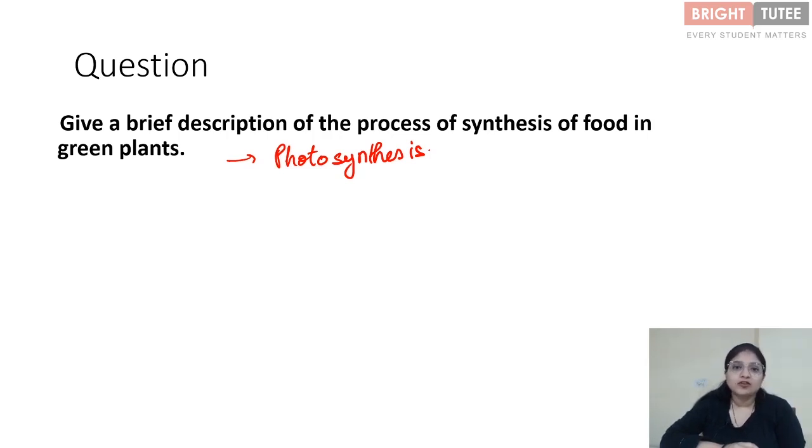So green plants actually contain chlorophyll, which helps in capturing the sunlight, and this energy, this sun's energy, is used to convert carbon dioxide and water, these are the raw materials, into carbohydrate, oxygen, and a little amount of water vapor, right? So this is the process through which the food is synthesized in the green plants.